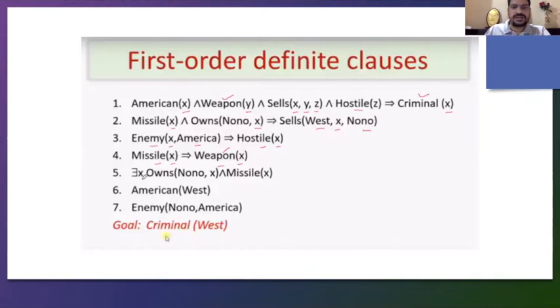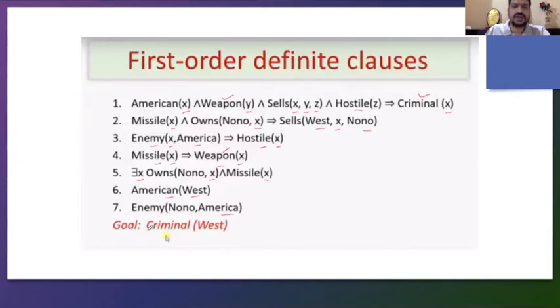Now, for some X means Nono owns X, missile X. It means that for some missile, Nono owns this particular missile. Now here it says that Colonel West is an American, and here the statement is Nono is an enemy of America. So all these are different sentences that come out of the example that we have.